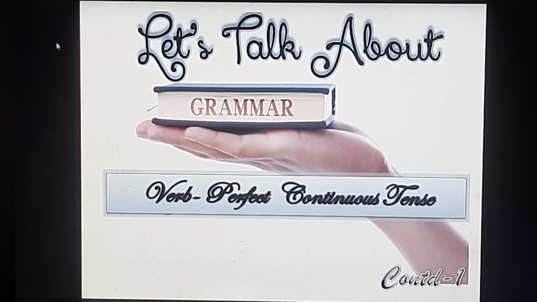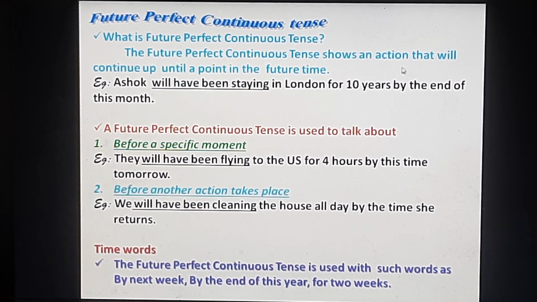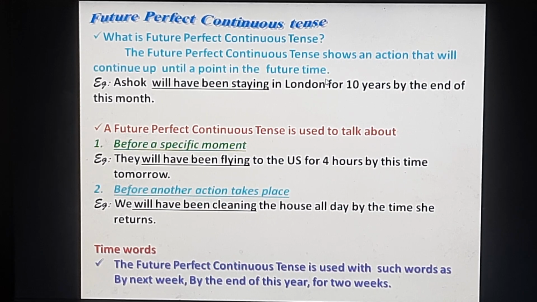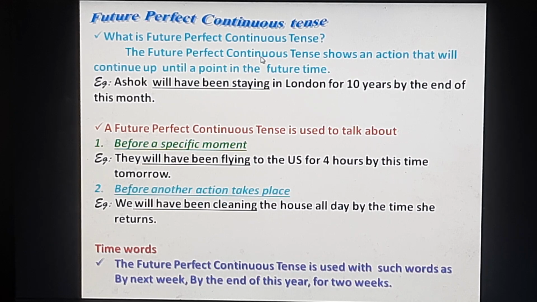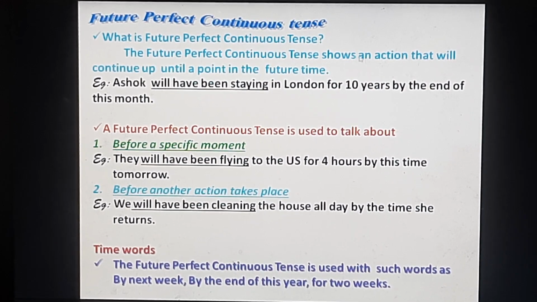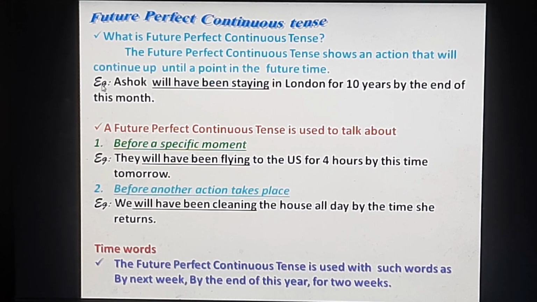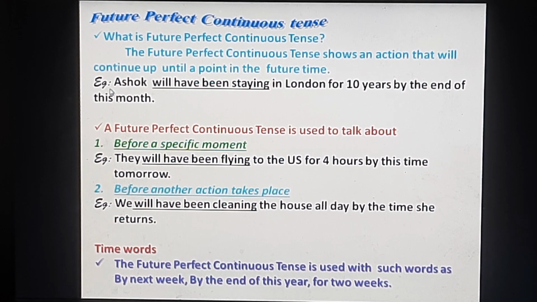Let's continue, children, with the perfect continuous tense. In this session, we shall talk about the future perfect continuous tense. Now, what is the future perfect continuous tense? It shows an action that will continue up until a point in the future time. So this action has started earlier and it is going on continuously in the future time until it is perfected. Example, Ashok will have been staying in London for 10 years by the end of this month.